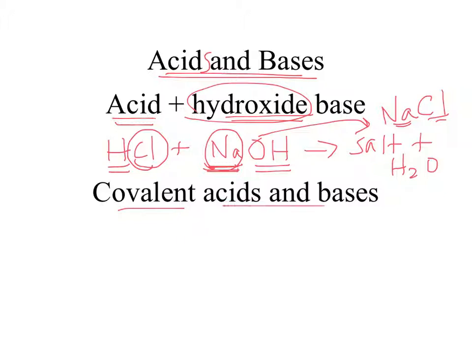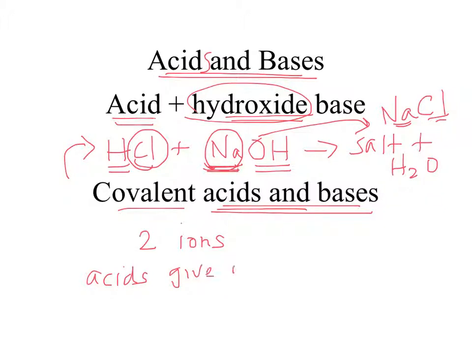Covalent acids and bases are not going to be giving you water; they'll be giving you two ions. And one of the compounds will be identified as being an acid or a base. So the acids in this case, just like in the hydroxide type of acid and base reactions, will give up a hydrogen, and then your bases will be some particular molecule that's going to accept, so bases over here will accept a hydrogen.